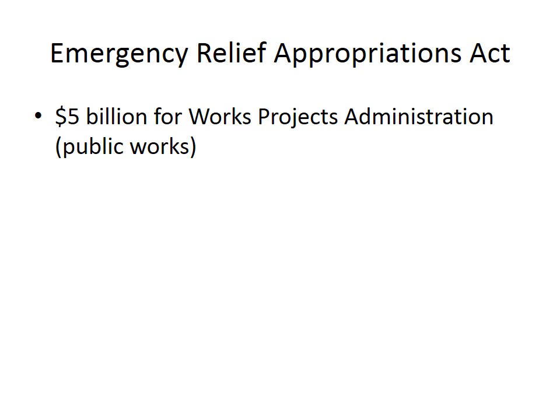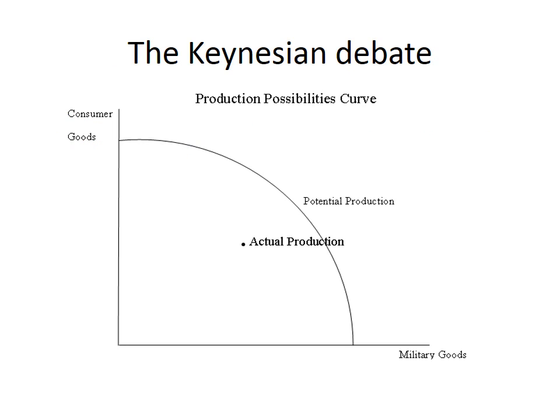Emergency Relief Appropriations Act, $5 billion for works projects, an additional $5 billion is released. Now, I mentioned this in the introductory video, and here we have it with greater clarity in a diagram. Here's the debate that we get into.